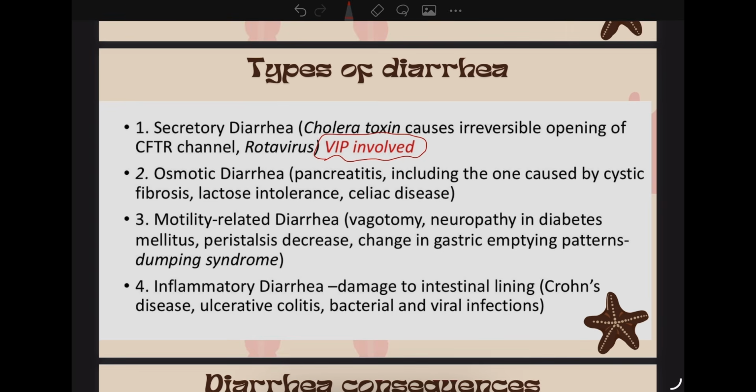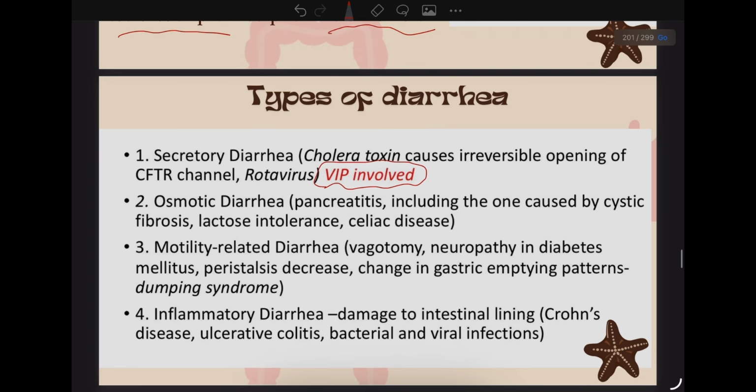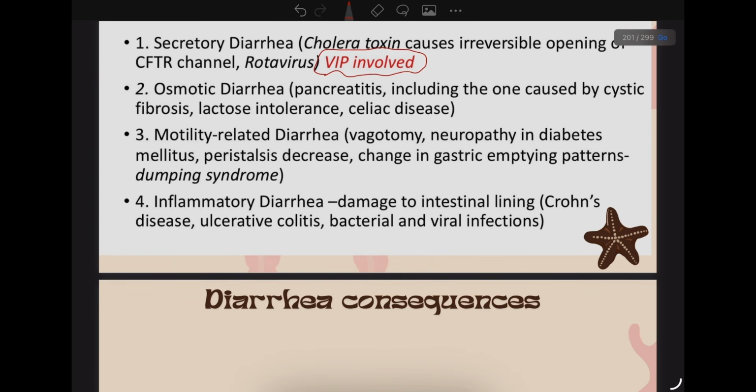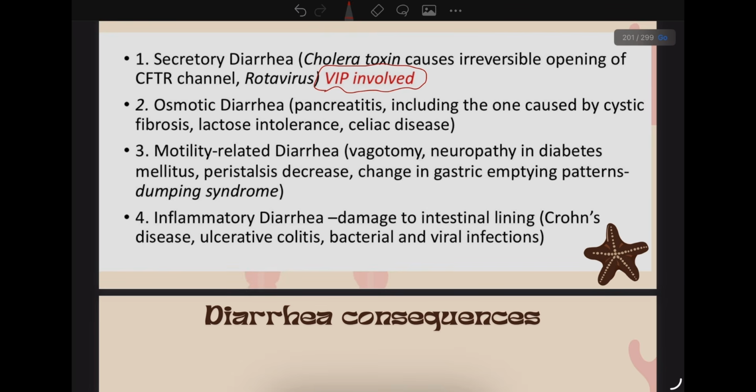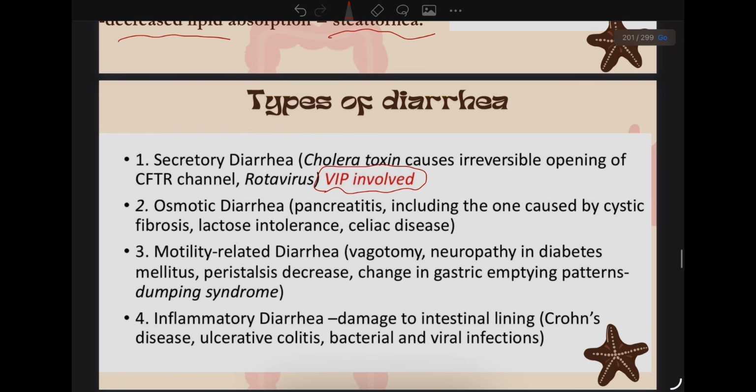And okay, osmotic diarrhea is basically when, like in celiac disease or pancreatitis, you don't absorb well, when there is malabsorption usually. If you do not absorb well, what will happen? This osmotic difference will take, for example, ions in the intestines, so it will drag water towards it, and if it drags water, what happens? Diarrhea. Motility related diarrhea. Also know the examples, and inflammatory diarrhea and the examples.